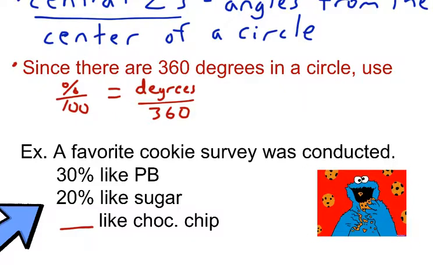Okay, so 30% like peanut butter, 20% like sugar cookies. Then how many percent would like chocolate chip? What do you think? Well, these need to add up to 100. And we already have 30 plus 20, which is 50. So 100 minus 50 has to be 50%. So 50% like chocolate chip cookies.